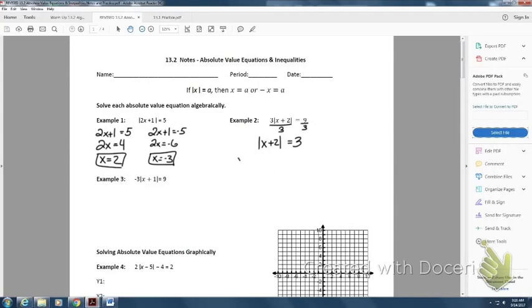So on that one, you should have set x plus 2 equal to 3, and you would have gotten 1, x plus 2 equal to negative 3, and you would have gotten negative 5.